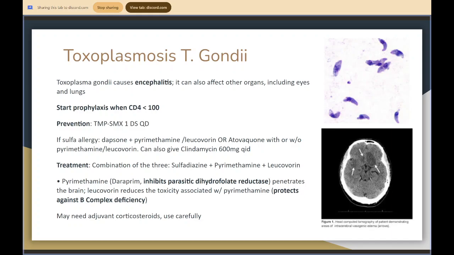We start prophylaxis when the CD4 is below 100. And for prevention, we can do Bactrim double strength, one daily. If there's a sulfa allergy, we can do dapsone plus pyrimethamine and leucovorin, or we can do atovaquone with or without pyrimethamine and leucovorin. A third option is going to be clindamycin 600 milligrams QID.